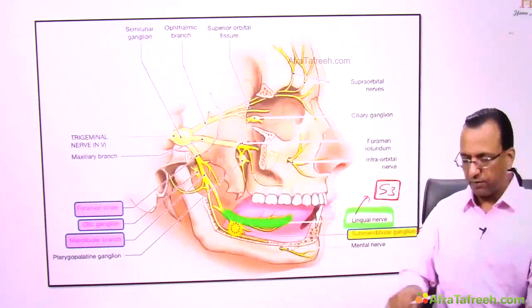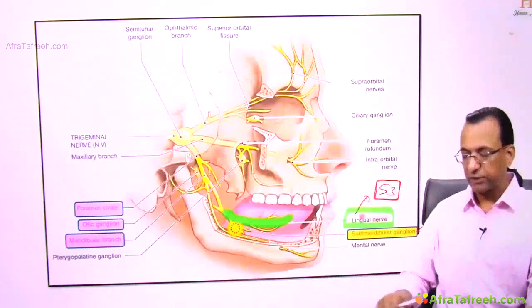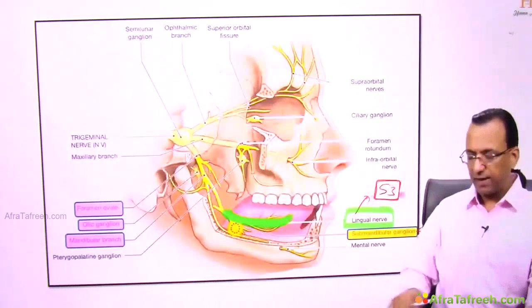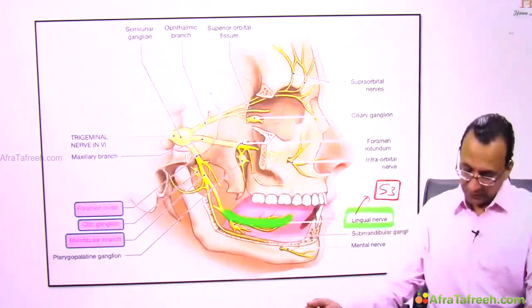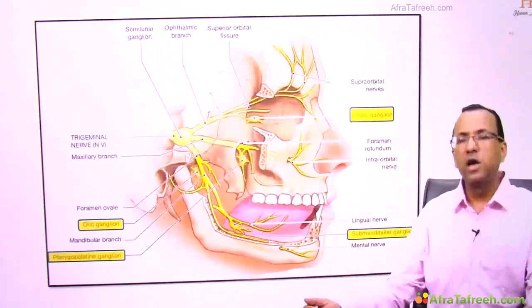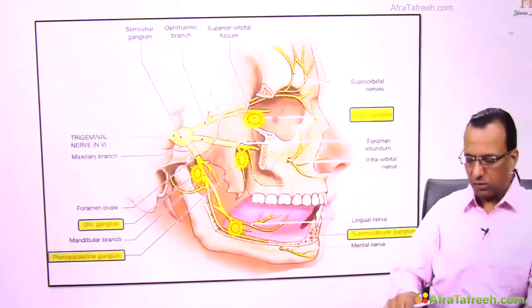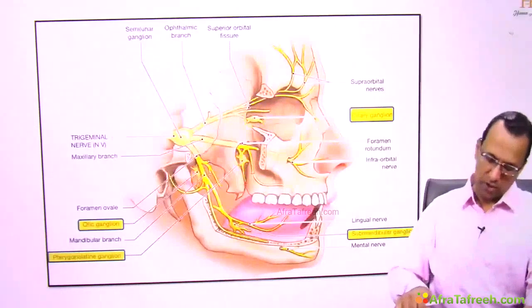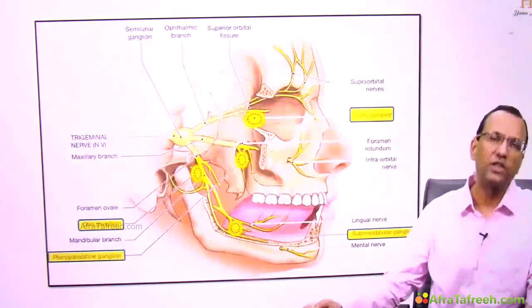The postganglionic fiber will be carried by the lingual nerve towards the submandibular and sublingual salivary glands. The lingual nerve is a branch of the mandibular nerve, which is a branch of the trigeminal nerve, and it is topographically related here. All these ganglia which you have discussed are topographically related with the trigeminal, but their functional nerves are different. For the ciliary ganglion, it is oculomotor. For the pterygopalatine and submandibular ganglion, it is facial. And for the otic ganglion, it is the glossopharyngeal nerve. 3, 7, 9 are the functional nerves.